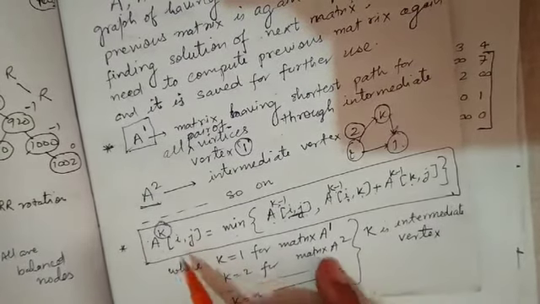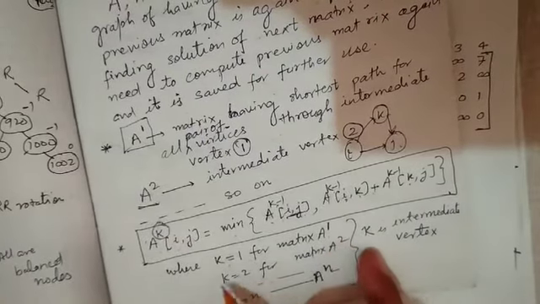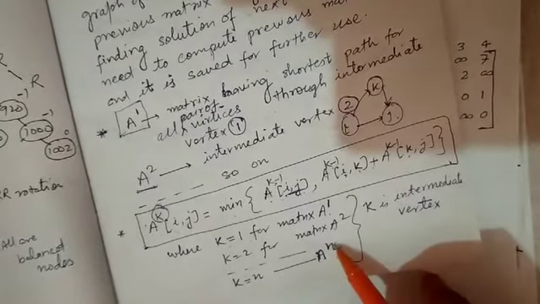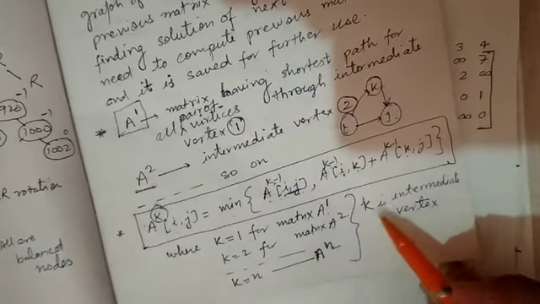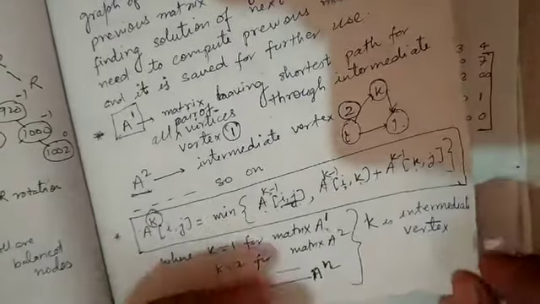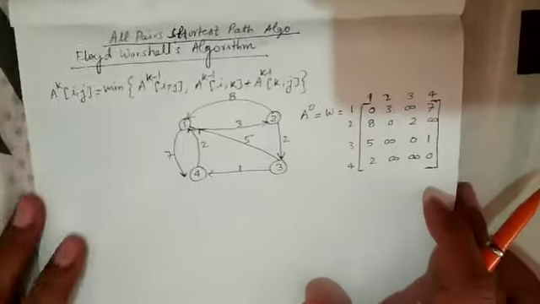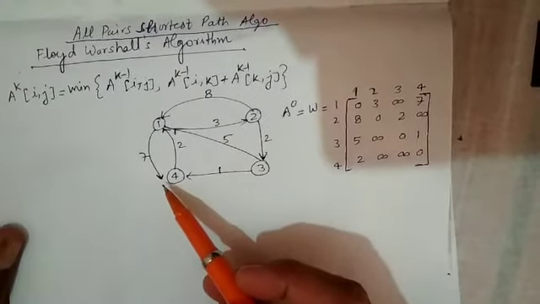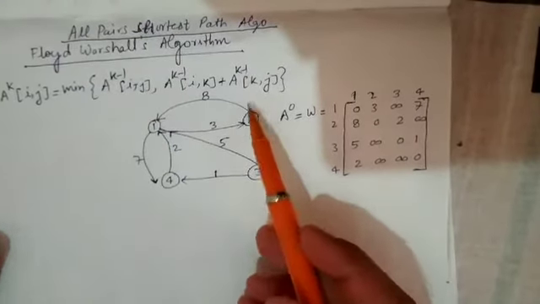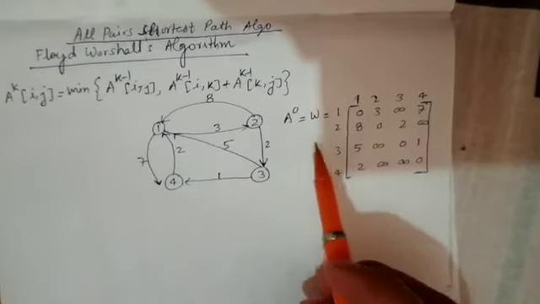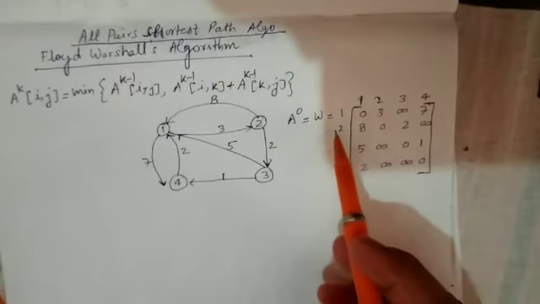The value of K will be 1 for the A1 matrix, K equal to 2 for the A2 matrix, and similarly K equal to N for the A nth matrix, where K is nothing but an intermediate vertex. Now let us see how we can use this concept in solving an all pair shortest path problem for a given graph using the Floyd-Warshall algorithm. The formula we have already discussed. The zeroth matrix will by default be the weight matrix. So what is the weight matrix?